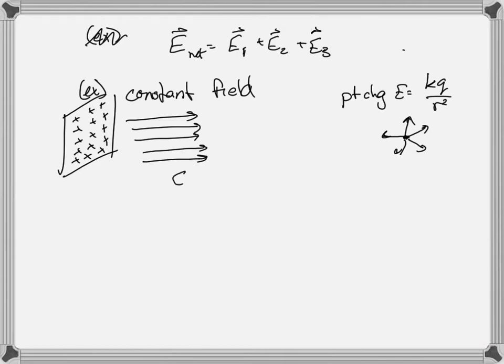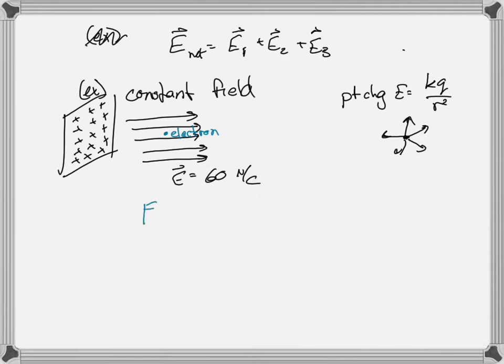Let's say that we have a constant field of 60 newtons per coulomb. And let's say that an electron is put in that constant field. What does the motion of the electron look like? Blue dot is my electron. And what does the motion of the electron look like? Well, the electron is going to feel an electric force. What kind of electric force is it going to feel?